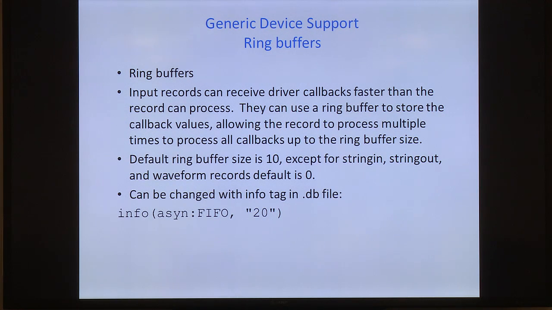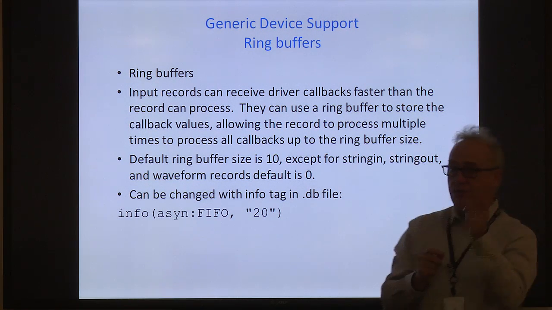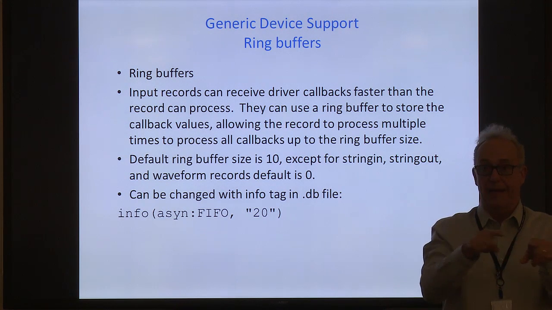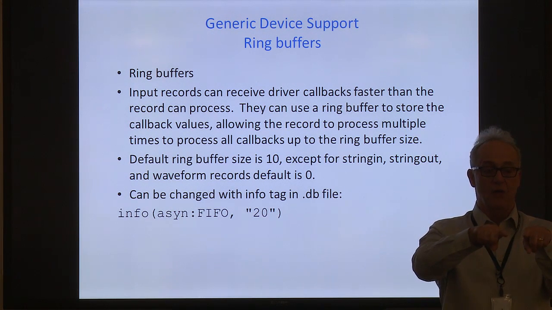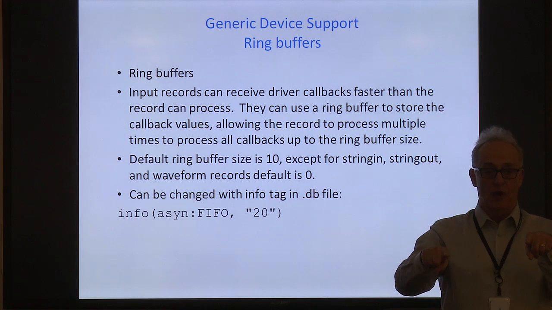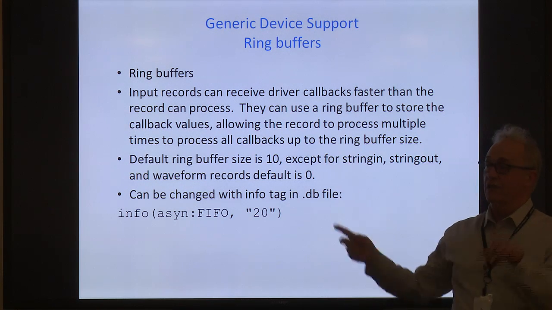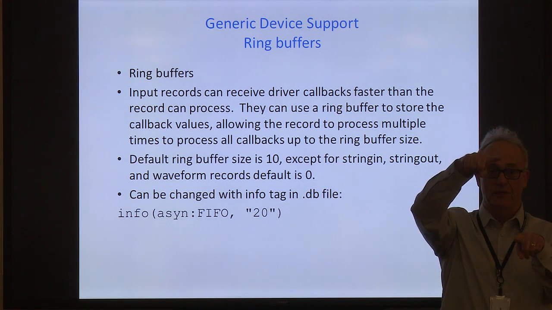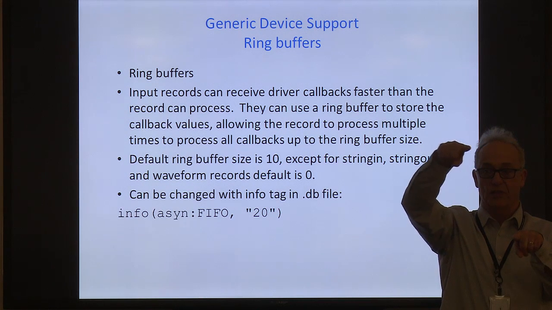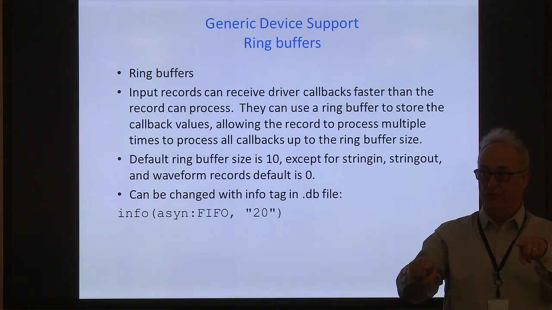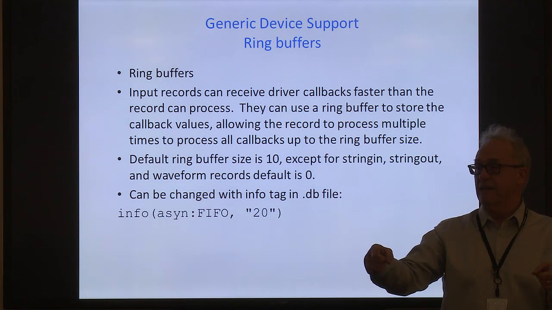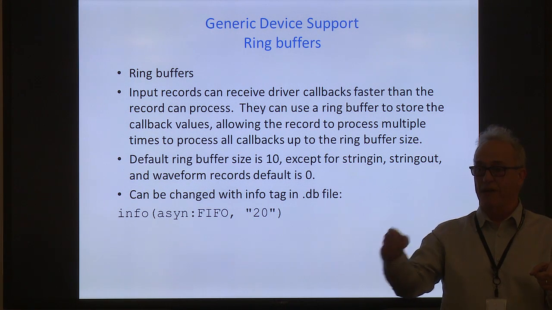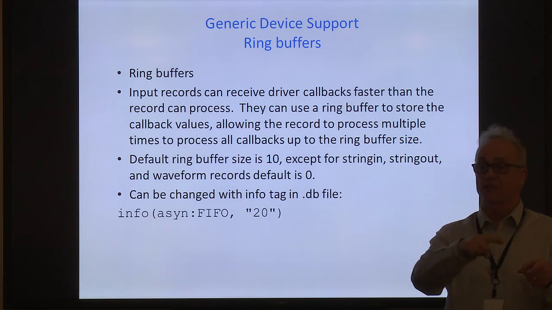One is ring buffers. So now let's say you've got a digital input module that's reading the state of a TTL level. The TTL level is low, it goes high, and then it goes low again. Your driver's going to do two callbacks, one on the 0 to 1 transition and one on the 1 to 0 transition. If the pulse is 100 milliseconds wide, that's not a problem. You're going to get two callbacks, and the record's going to process twice.